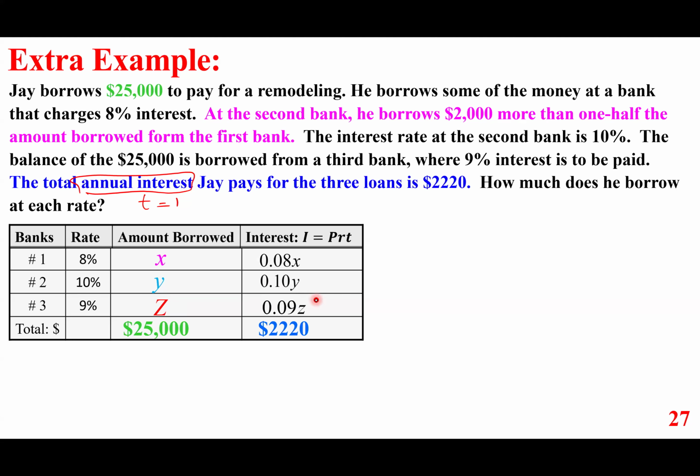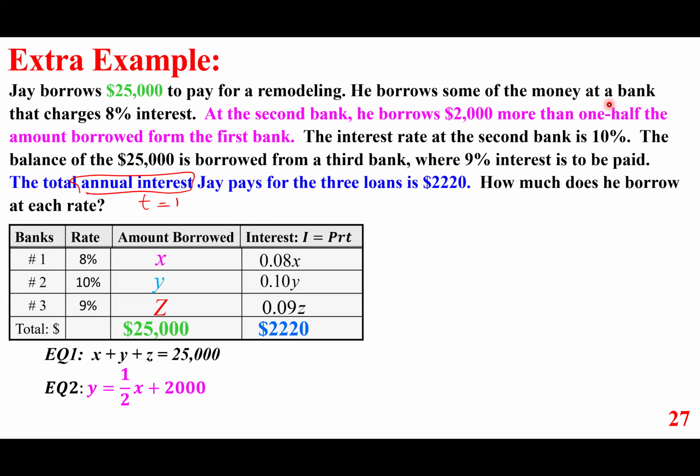So let's write the equations. Obviously, the first equation, X and Y and Z, they add up to 25,000. Now, at the second bank, he borrows 2,000 more than one half the amount borrowed from the first bank. At the second bank, Y equals 2,000 plus one half X. So one half X plus 2,000 or 2,000 plus one half X, it makes no difference.